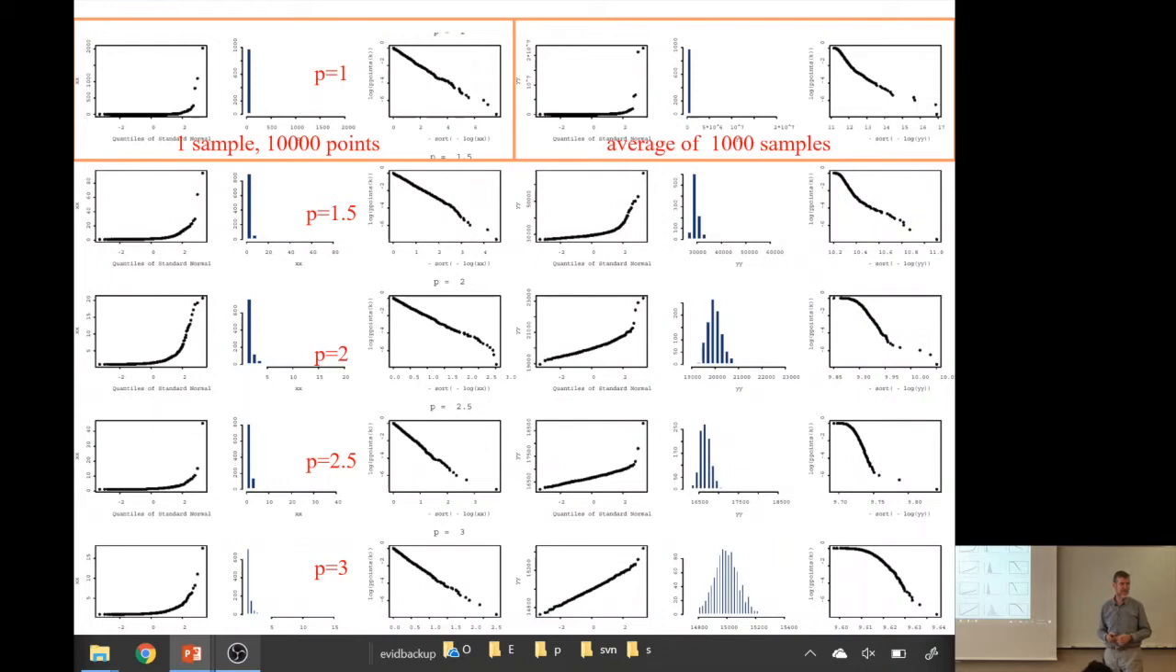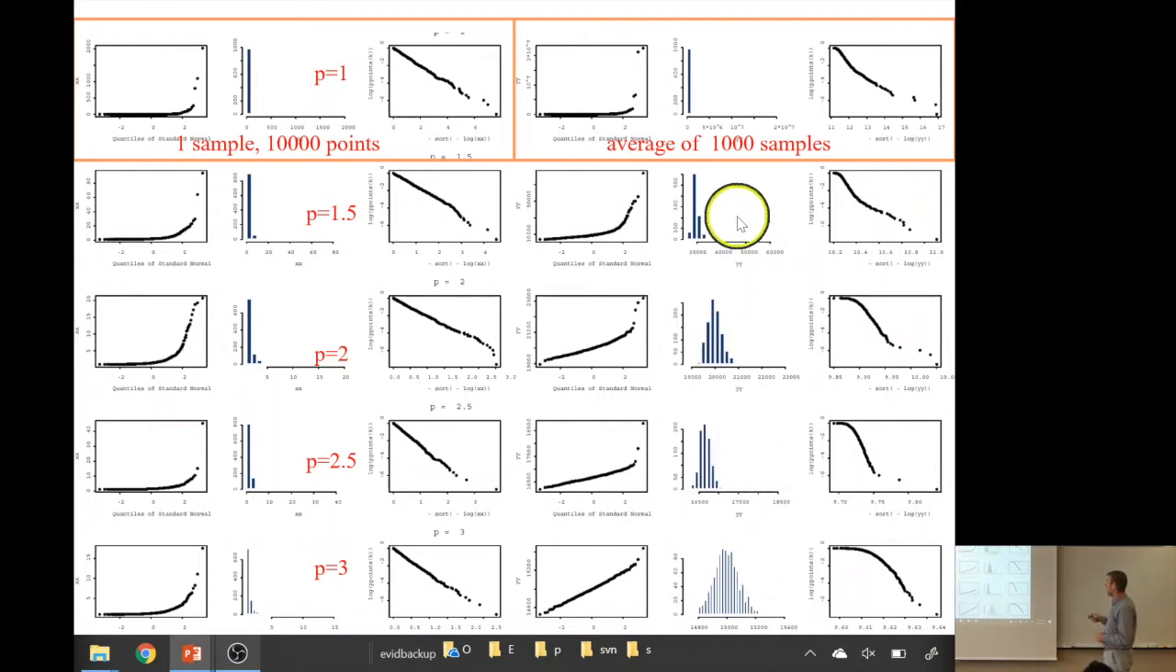Yes? As p grows, Pareto tends to behave as the normal distribution. When p grows, the aggregation of Pareto starts looking like a normal distribution. This is correct, yes. Another observation? Same. Exactly, so that's the first observation.